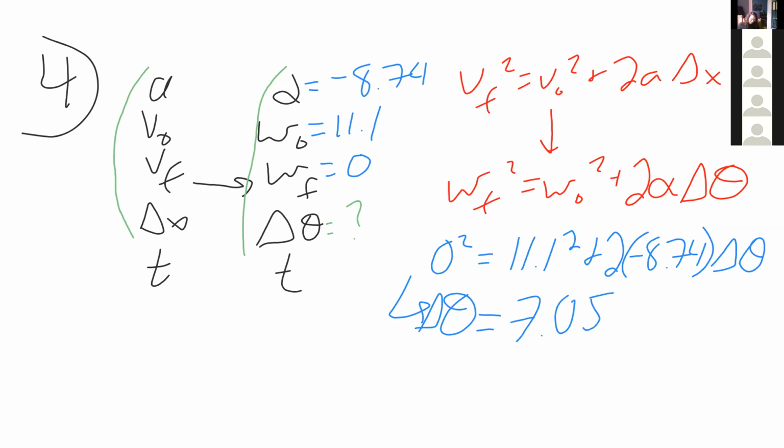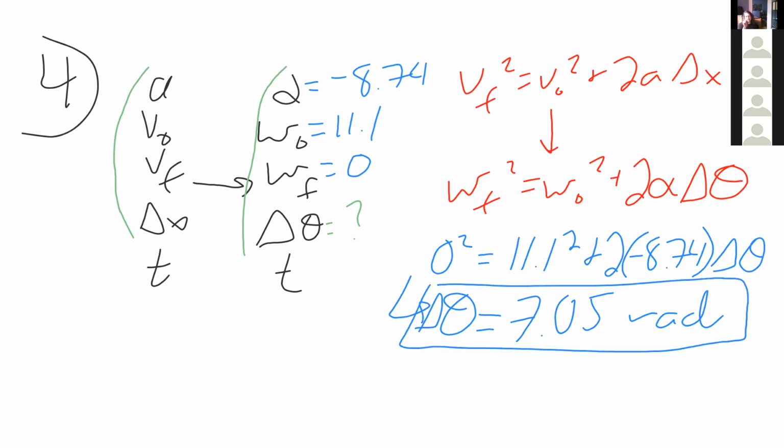7.05. And then as far as what the units are, keep in mind instead of meters, we just turned meters into radians. So meters becomes radians, meters per second becomes radians per second, and meters per second squared becomes radians per second squared. So this is just 7.05 radians. I'll leave the other part of the problem, finding the time, up to you. I think you've got a grasp on how to do these, hopefully.